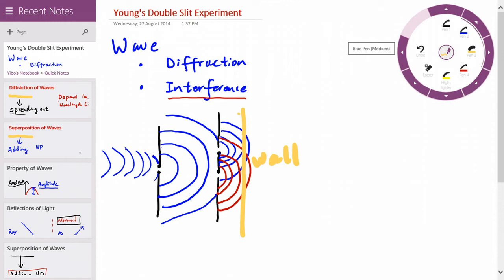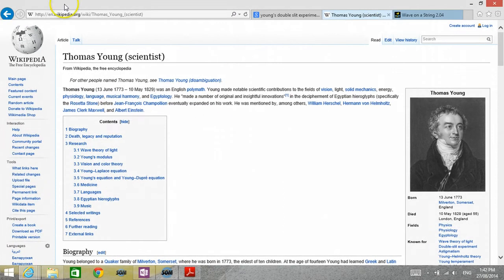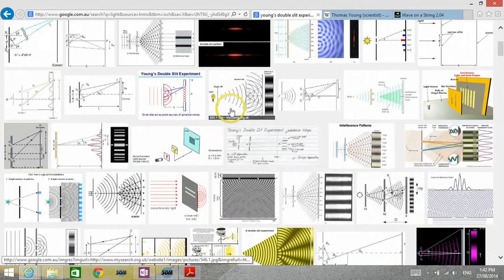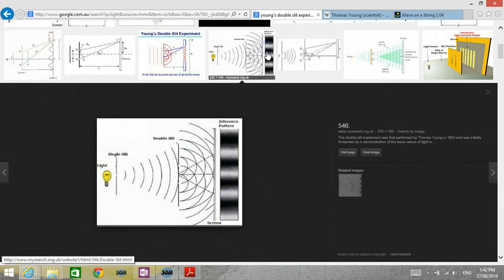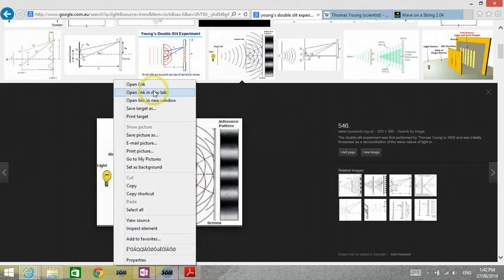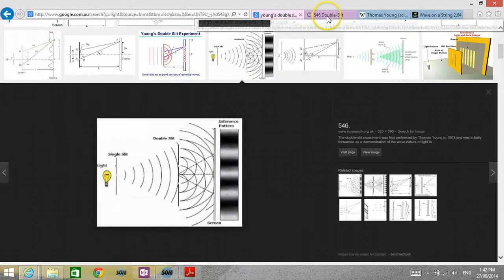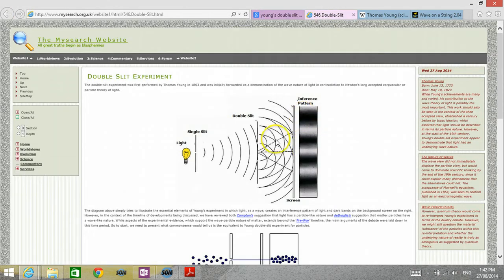On the wall, he discovered a pattern. He discovered a pattern like this. Let me show you a good picture. Once the light went through, because of interference, we have those dark and light bands.